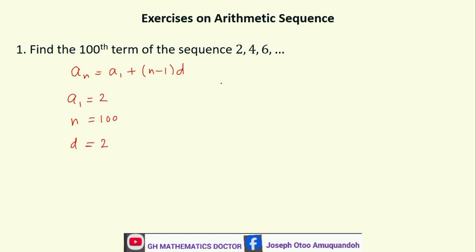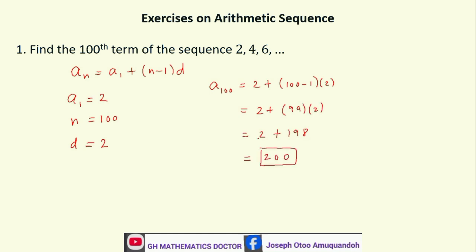Alright, now let's do a substitution. We are going to put this into our formula. So as you can see on the screen, substituting the numbers according to what we have in the formula, then you simplify. So at the end, we are going to get the 100th term to be 200.